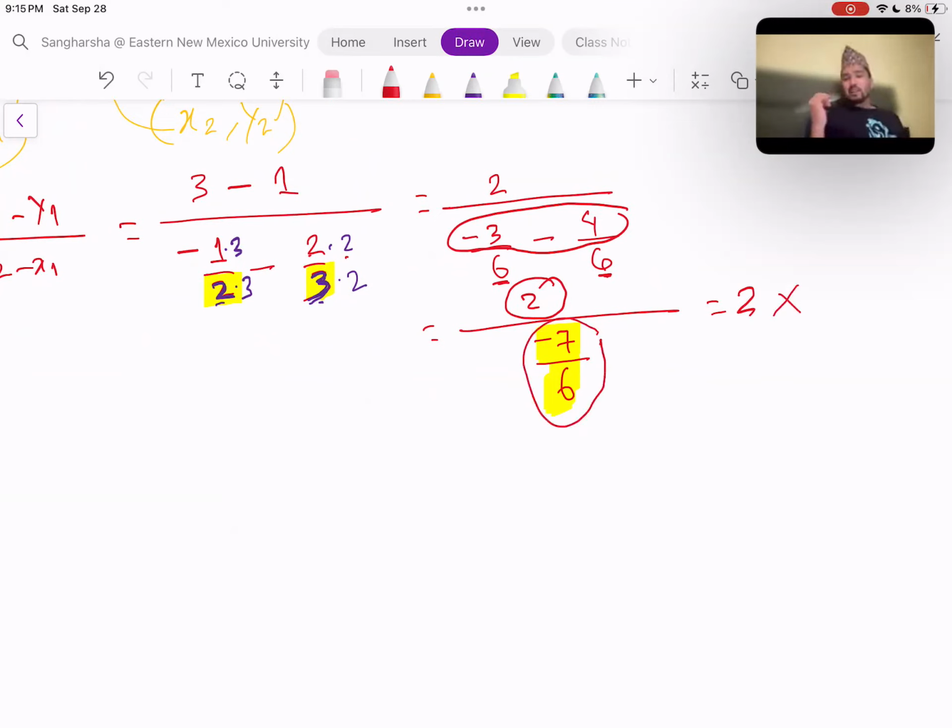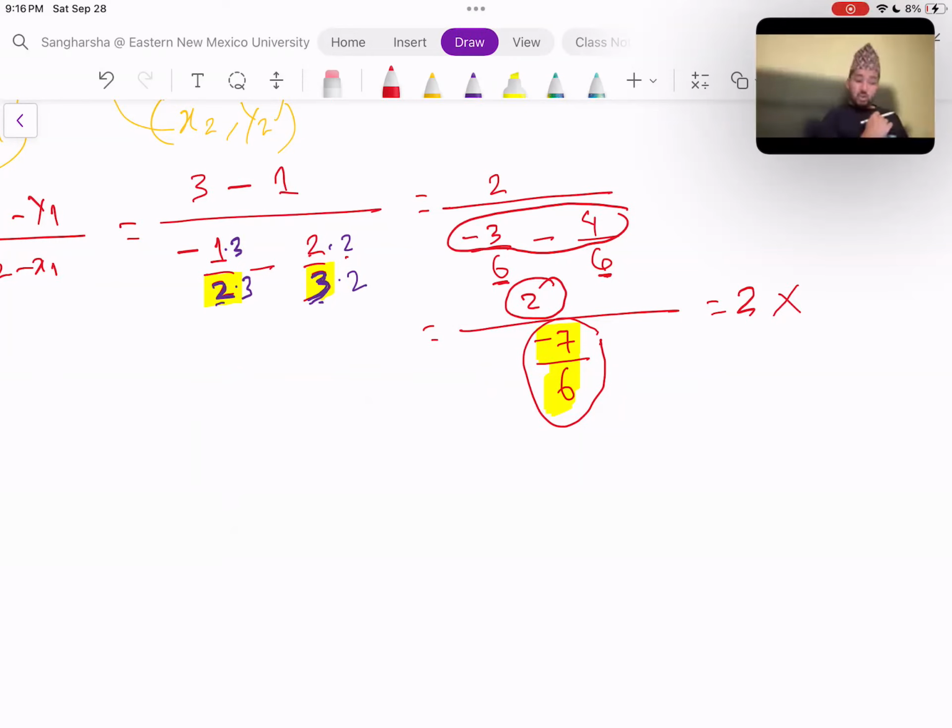Now, who can tell me the reciprocal of -7/6? Can anyone tell me the reciprocal of -7/6? What is the reciprocal of -7/6?